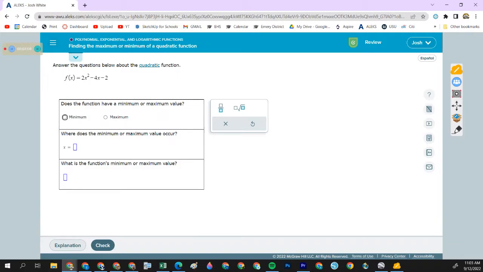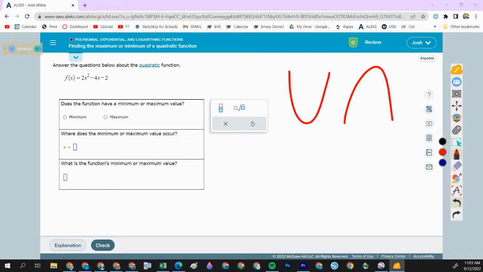Okay. Does this quadratic have a minimum or a maximum? It's basically asking, does it open up? Is it happy? Or does it open down because it's sad? Opens up. How do you tell? The leading coefficient is positive.